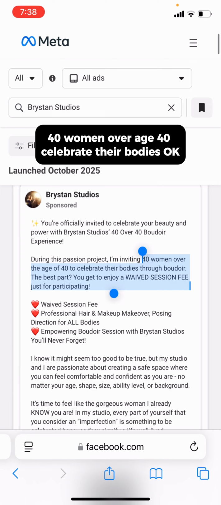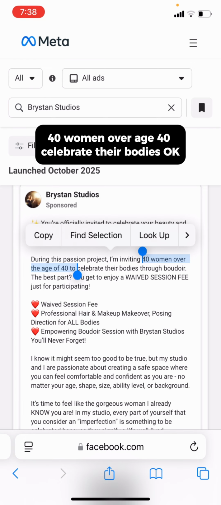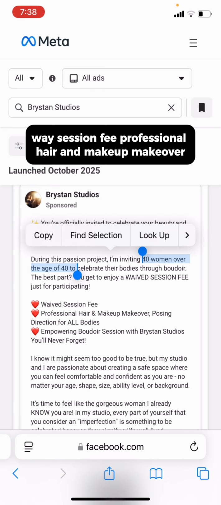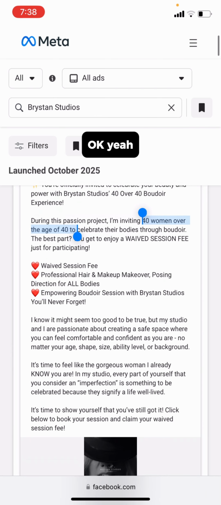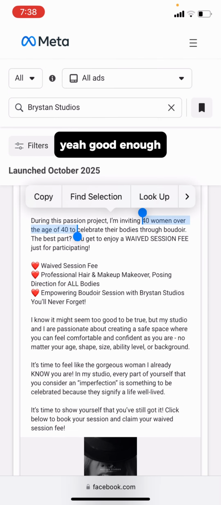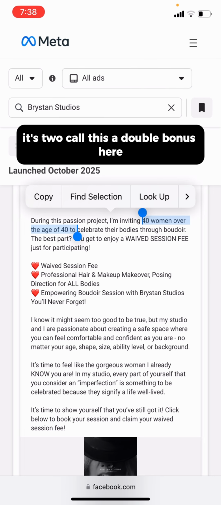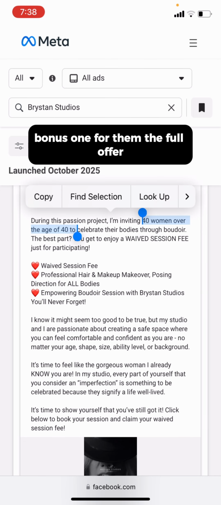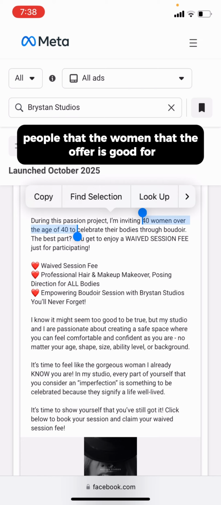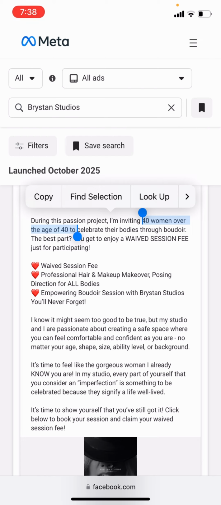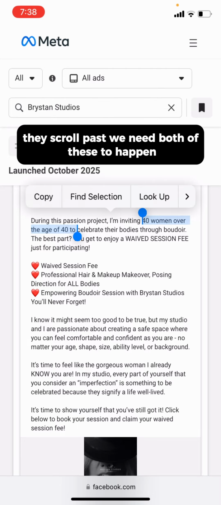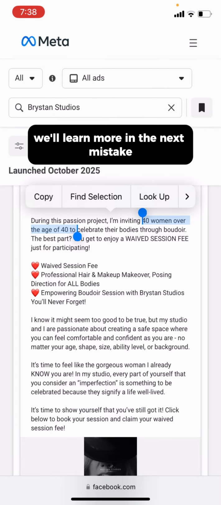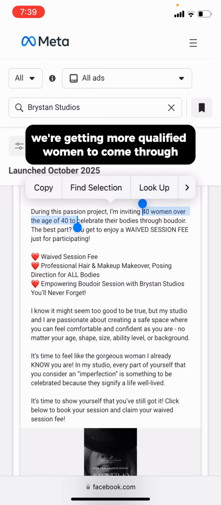All right, so let's see. 40 women over age 40. So, right, their bodies, okay. Waive session fee. Professional hair and makeup, makeover, posing, dress for all bodies. Boudoir session. Okay, yeah, you've got a full offer here. Yeah, good enough. So it's good. Call this a double bonus here. The women that the offer is good for come through and click on the ad. The people who click see more but the offer is not good for them scroll past. We need both of these to happen. We'll learn more in the next mistake, number 9, about why that is. So we're getting more qualified women to come through.